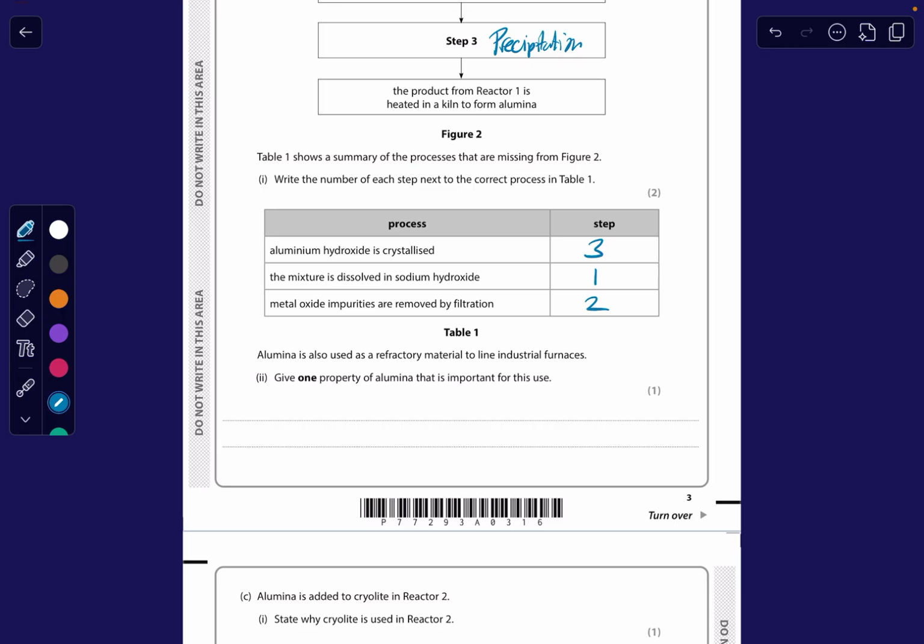They want you to give a property of alumina that's important for that use. One of the common mistakes that I read here is that you read the question as, alumina, one property. You just didn't read the question. The question wants you to know what makes it suitable to be put inside a furnace. Furnaces are ridiculously high temperatures, so obviously it needs to have a high melting point.